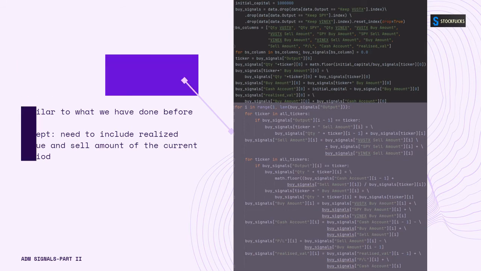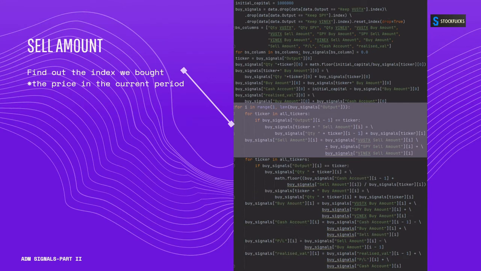Let's go through the code in a more detailed way. We will first find out the output of the last buy signal. Then, we will determine the sell amount by taking the product of the quantity of the index we bought in the previous period and its price in the current period. The total sell amount equals the sell amount of the output signal.